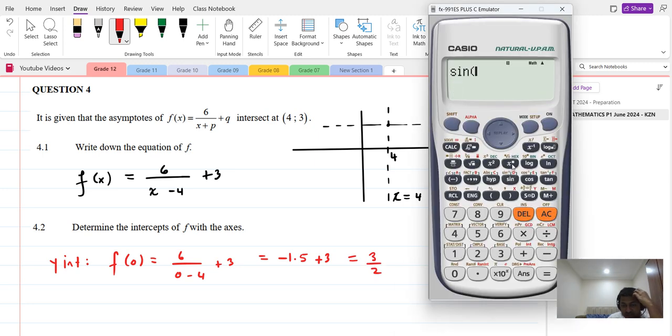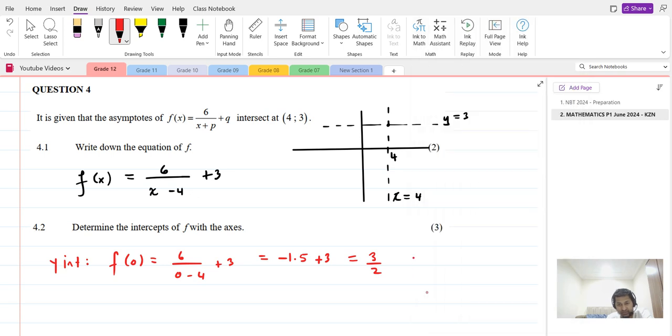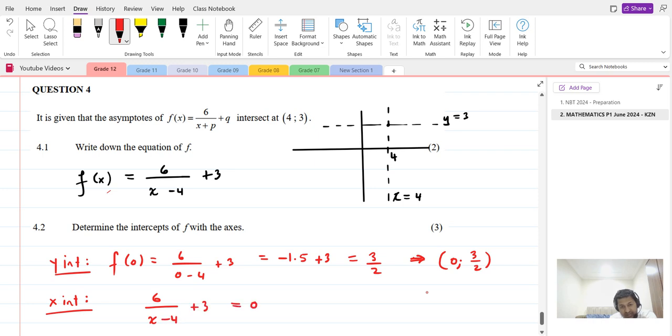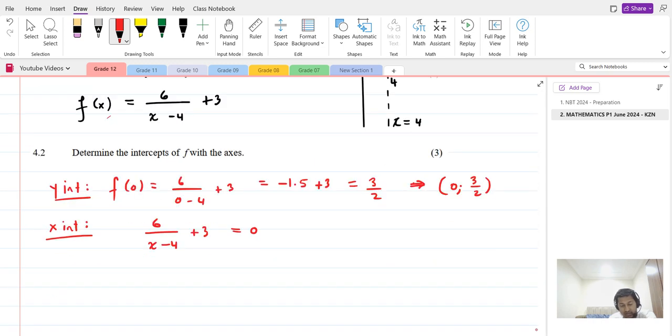You can just check it on the calculator, mode 1. So you got 6 over minus 4 plus 3, so you get 3 over 2. So what's the intercept with the axis? Written in coordinate form, 0 and 3 over 2. That's my y-intercept. Now to find the x-intercept, you need to make this function equal to 0, so you need to say 6 over x minus 4 plus 3 is equal to 0.